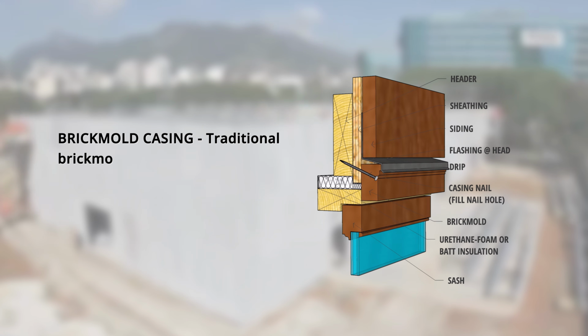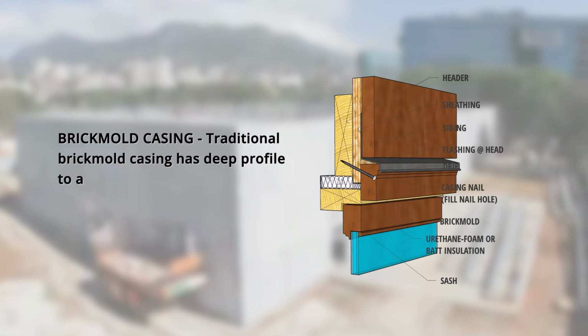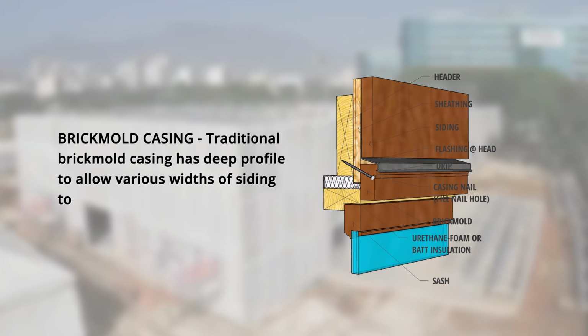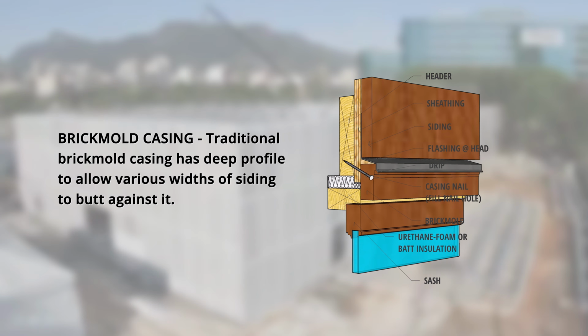Windows. Brick mold casing. Traditional brick mold casing has a deep profile to allow various widths of siding to butt against it. Take a look at this detailed illustration.